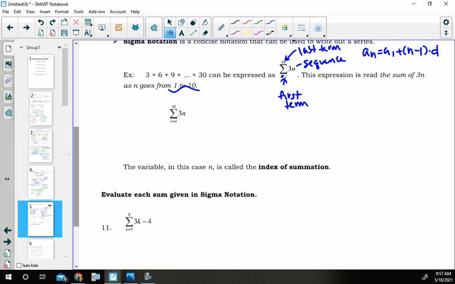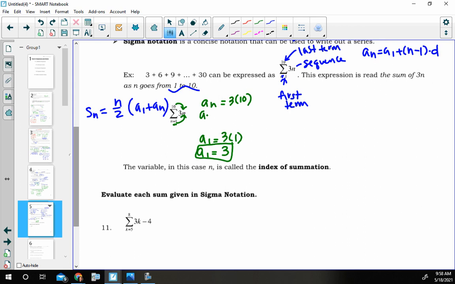If I go back to that original, if I'm trying to find the sum, remember our general equation is this. The n equals 1 is represented in my first term, so I find my first term by plugging the 1 in. Sometimes it will not be a 1. Whatever number is down here, you plug in to represent your first term. 3 times 1 is 3. I plug this in to find my last term because I'm going from 1 to 10. So I plug 10 in to get 30. So there's my last term.